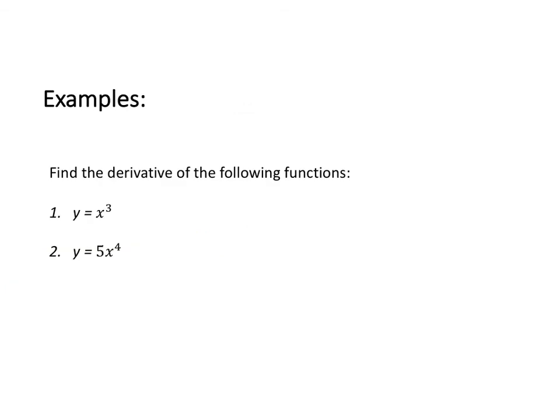So let's look at some examples. In these examples, I want to find the derivative of the following functions. Let's look at the first. We've got y equals x to the third, and the second is y equals 5x to the fourth. So y equals x to the third, dy dx therefore is, we take the exponent, move that down in front, and we decrease the original exponent by 1, and so the dy dx of x to the third is simply 3x squared.